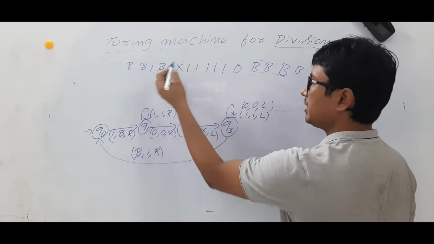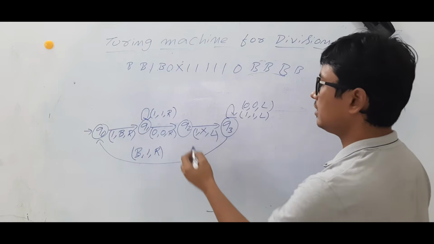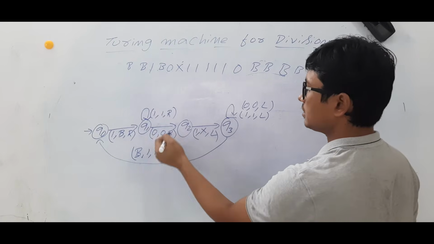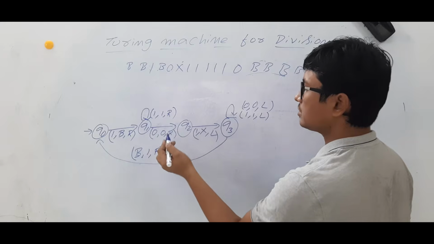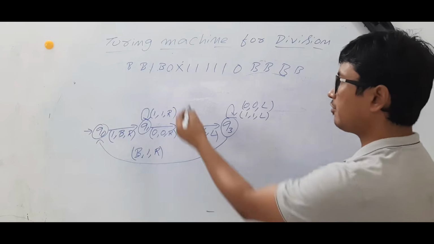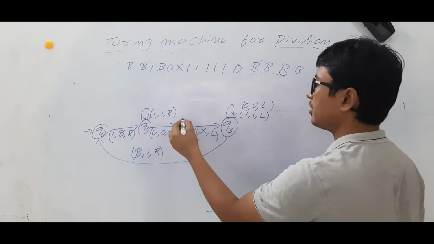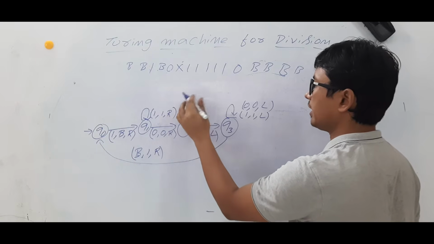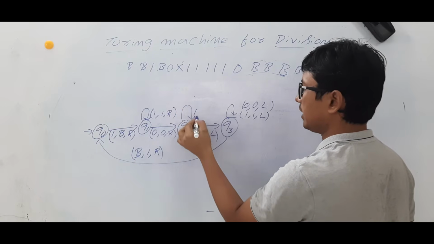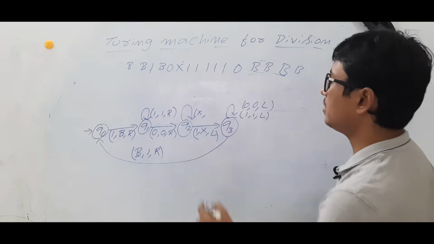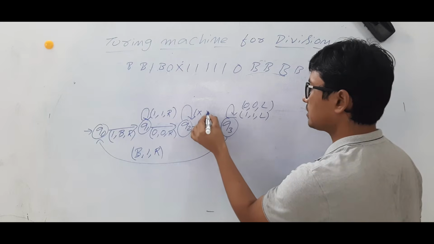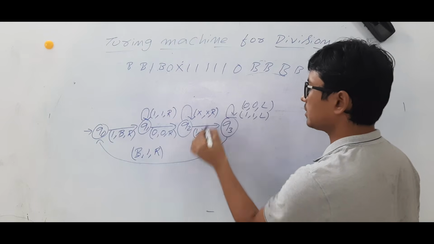0 is there, keep it as 0, move to the right. After 0, if you get a 0, you are moving to the right. After that you can see an x, any number of x's you will see. So if it is x, okay, make it as x, move to the right.